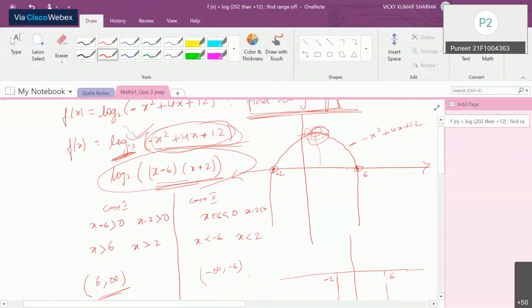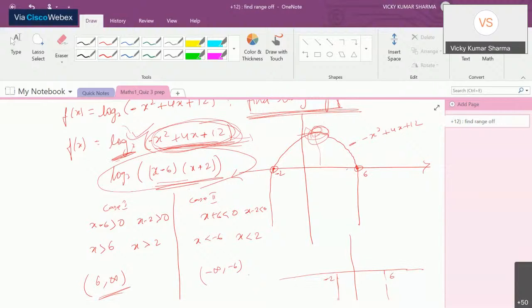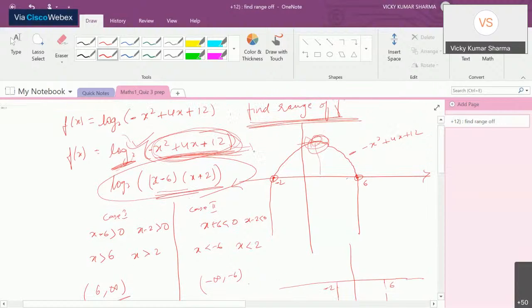Okay. So now what we have here is minus x square plus 4x plus 12. So this will have a maximum value, right? So now the maximum value of this will be at what point? It will be at the vertex. Okay, so the vertex, you know how to find it, right? Minus b by 2a. Then I will put the value into the quadratic equation and I will get the y.